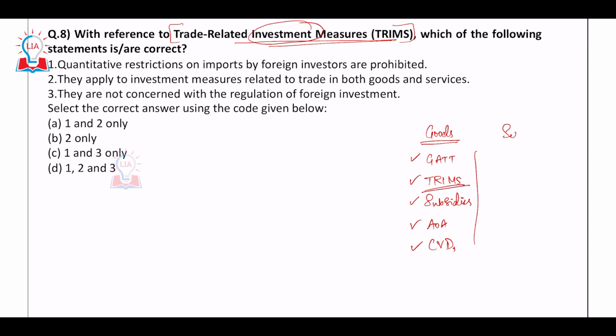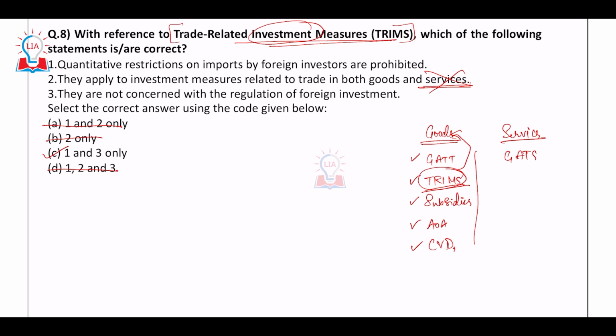On services, you have GATS, right? On services, you have a GATS agreement. So the TRIMS agreement is clearly related to goods, which means quantitative restrictions on import by foreign investors are prohibited. Let's keep this aside. They apply to investment measures related to trade in both goods and services. Look at this. Services not included. So 2 has to be eliminated outright. So A is gone, B is gone, and D is gone. The answer has to be C. So now look at the options.